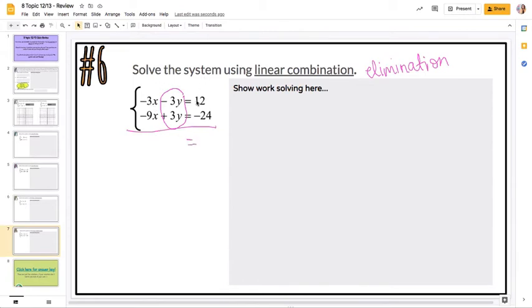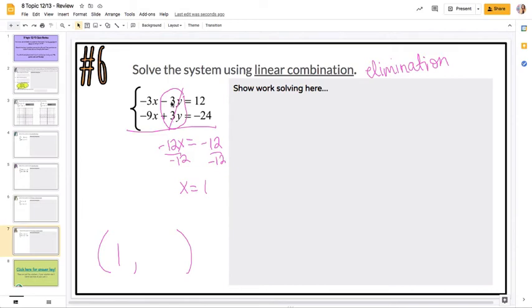So over here, 12 plus -24 will give me -12. -3y plus 3y will give me 0. And -3x plus -9x will give me -12x. So when I divide by -12, I end up finding that x is equal to 1. So that's part of our answer.